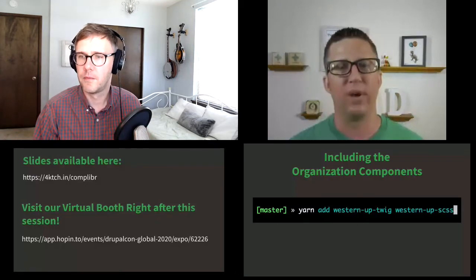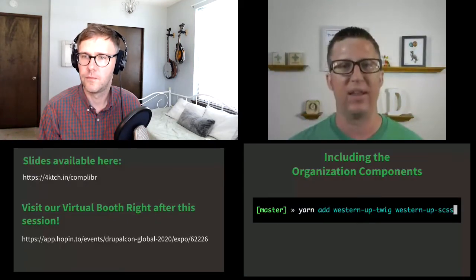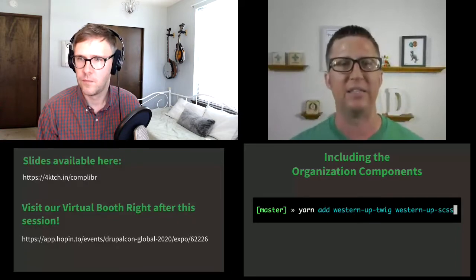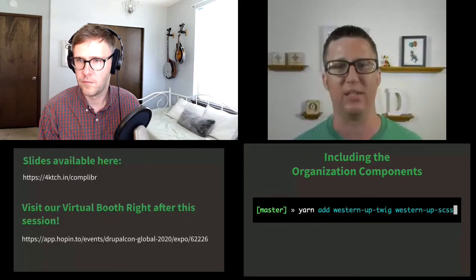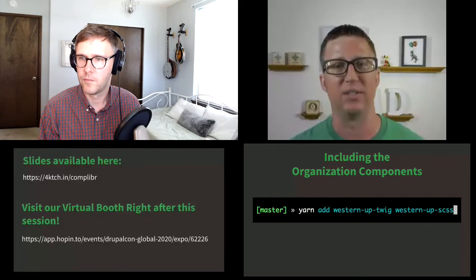Once those were created, we published them to NPM so that any current or future property can easily include them without having to recreate or copy and paste any markup or styles from the main organization. We simply yarn add or npm install the packages, and they're immediately ready to use.